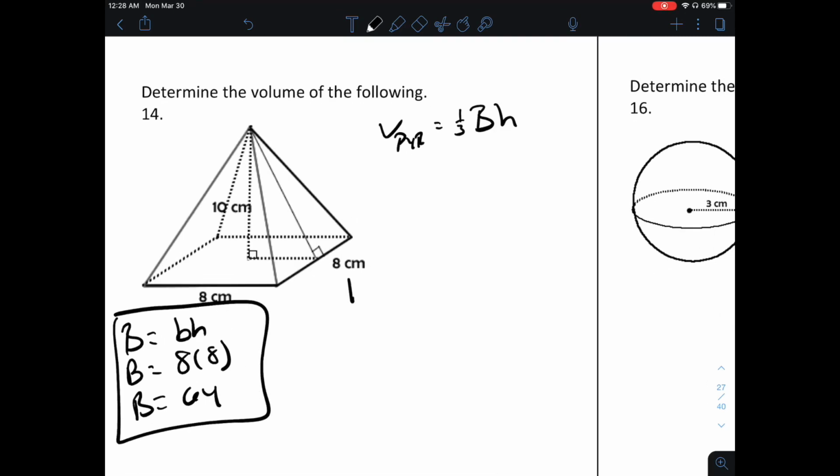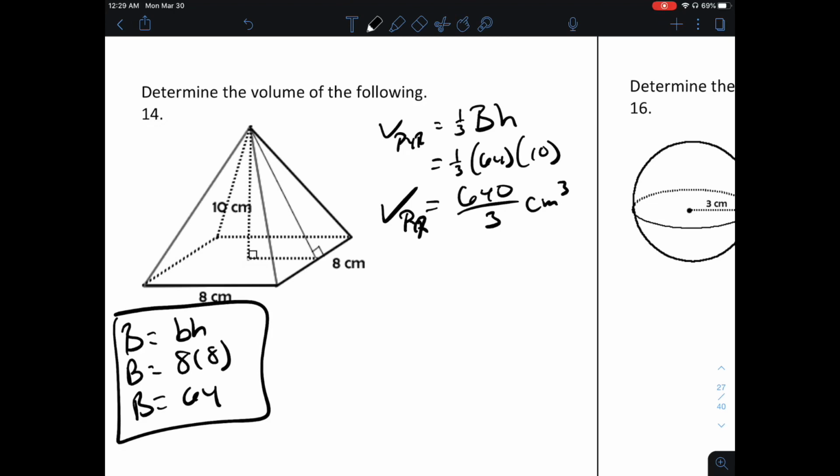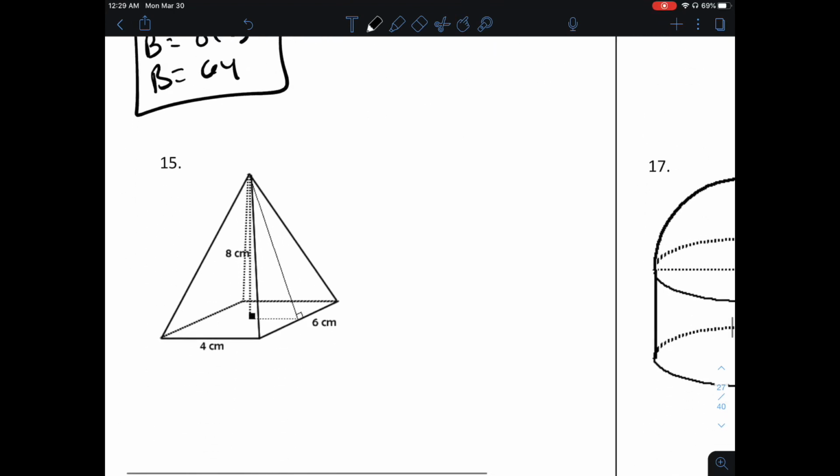So to find the volume, we're going to have 1/3 of 64 times the height. Height is 10. 64 times 10 is 640. That's not divisible by 3. So the exact volume of this pyramid is 640 divided by 3 cubic centimeters.